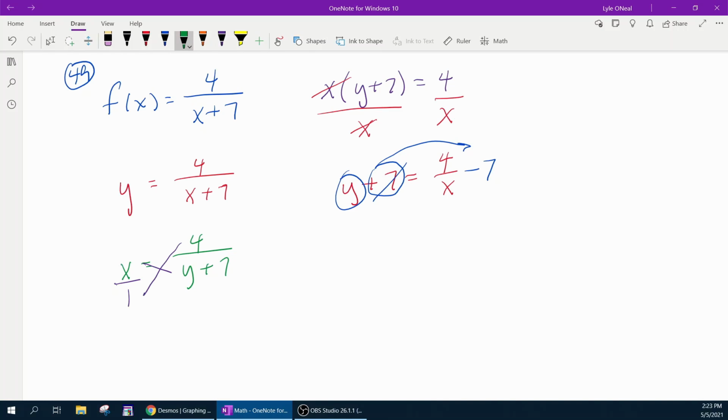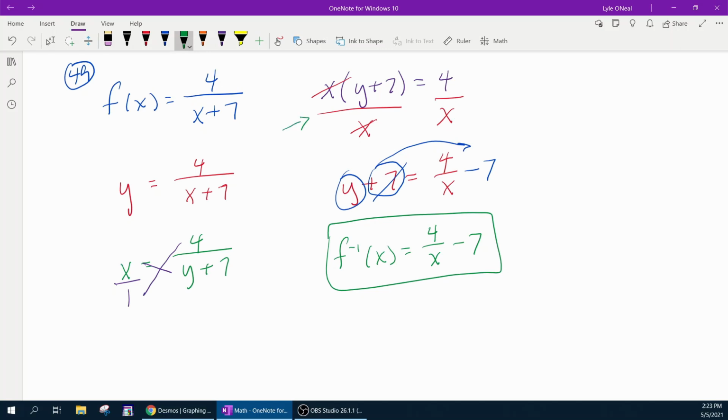So remember, I said now you can use your inverse notation. That is, the inverse function is 4 over x minus 7. And that is one of the correct answers. And if you're thinking, what do you mean it's one of the correct answers?